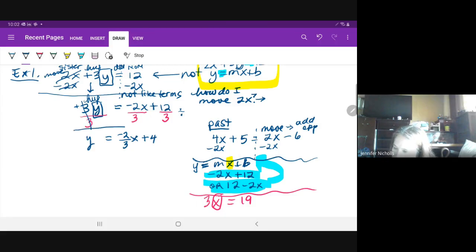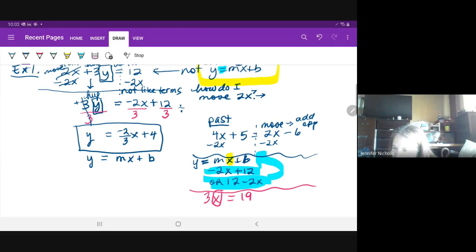Okay, so this is one answer. You have it in the right format now. But they wanted you to find the slope and the y-intercept. So this is like the homework that you just did. You convert it into the format, and then m is the number in the front, and b is the number in the back.